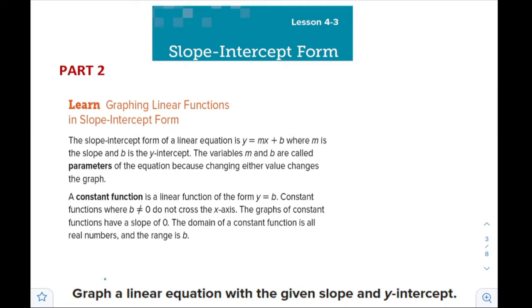Okay, today's lesson is to graph using the Slope Intercept Form. We learned how to write the Slope Intercept Form and we will apply now what we learned in the graphing.